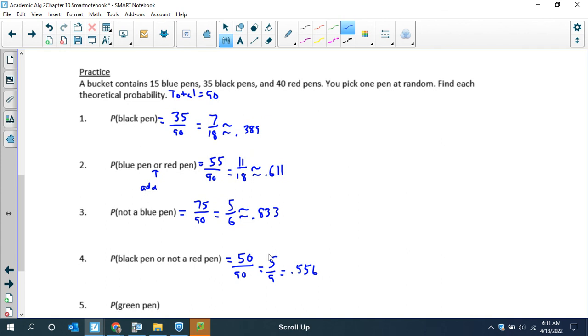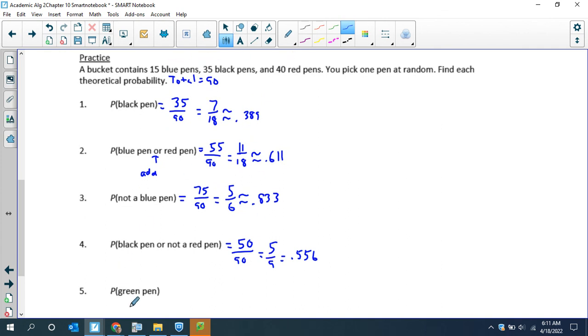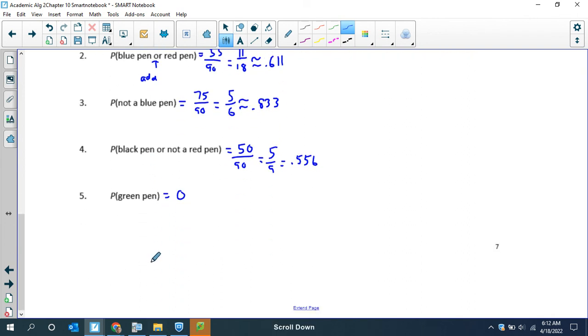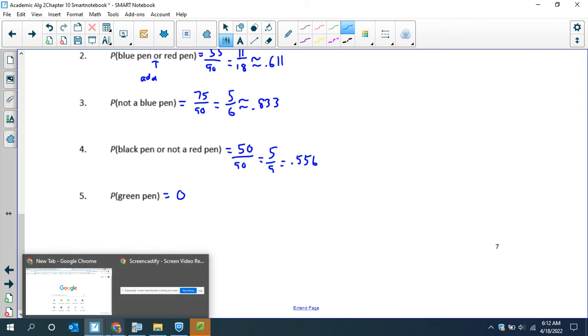And the last one is probably a green pen. Well, do we have a green pen in there? Nope. So it's absolutely impossible. 0% chance probability because we don't have a green pen. All right, so that's what we know about probabilities in this section. We'll be working more with them in the next couple of sections as well.